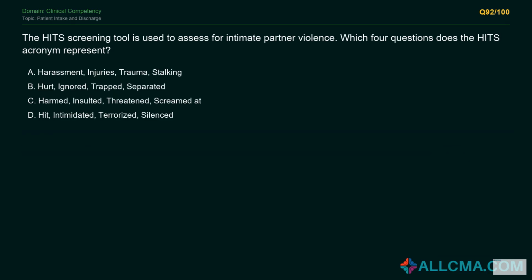Question 92. The HITS screening tool is used to assess for intimate partner violence. Which four questions does the HITS acronym represent? Option A, harassment, injuries, trauma, stalking. Option B, hurt, ignored, trapped, separated. Option C, harmed, insulted, threatened, screamed at. Option D, hit, intimidated, terrorized, silenced.